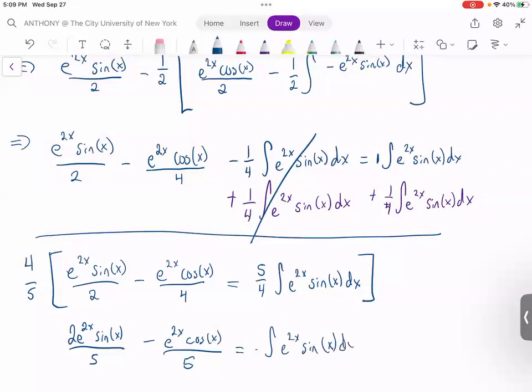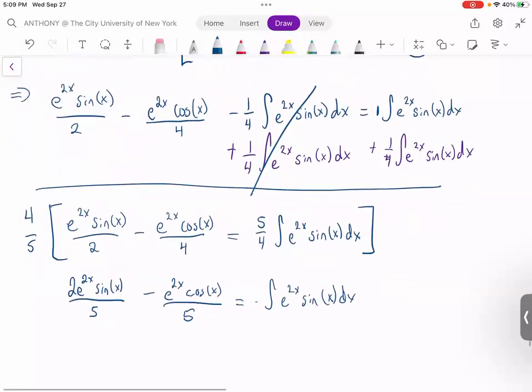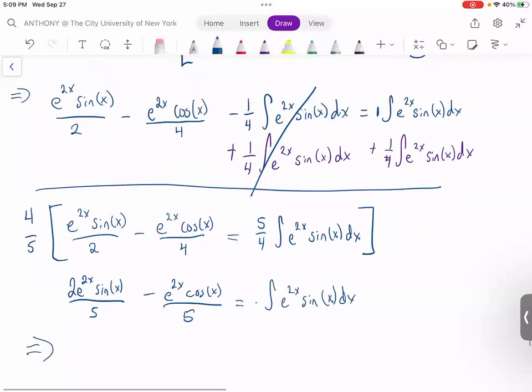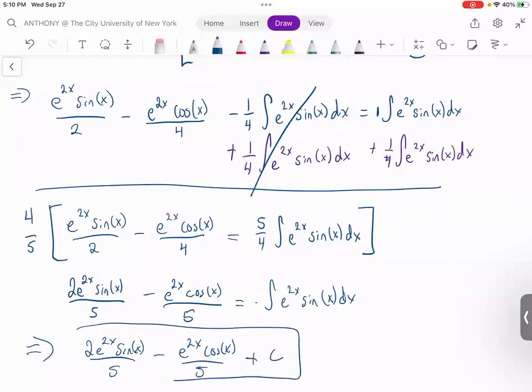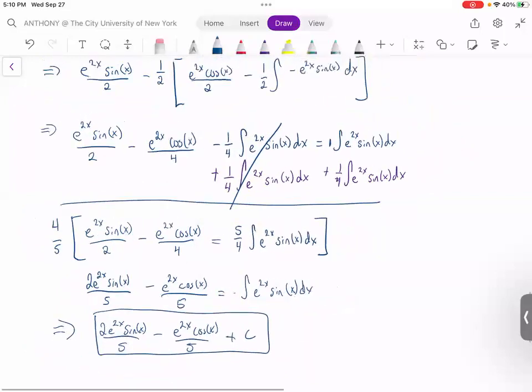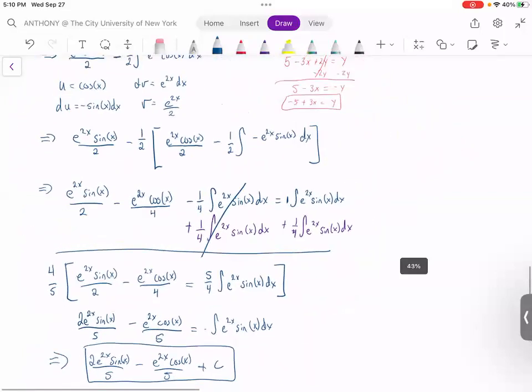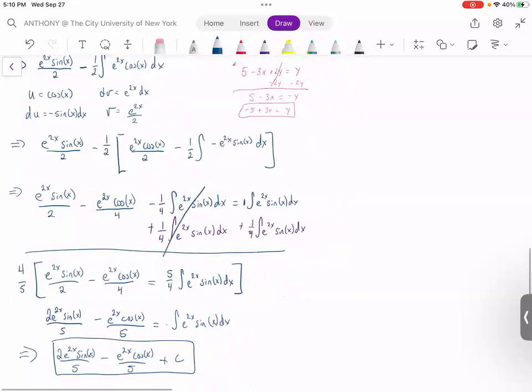But just be careful here. I wasn't finished because what am I essentially missing here? My plus c. So my last line, I'm just going to say that the final answer would be 2e to the 2x sine of x over 5 minus e to the power of 2x times cosine of x over 5 plus c. And that's my answer. So I'm just going to zoom out a little bit. Whew, what a problem.